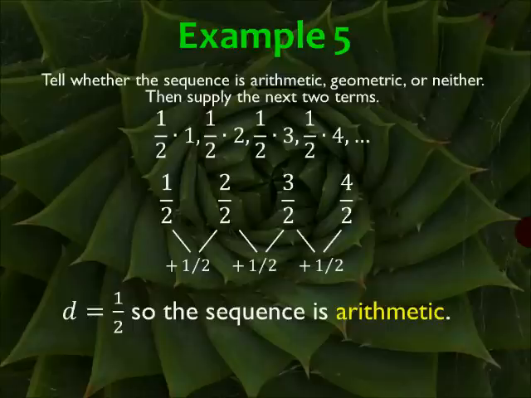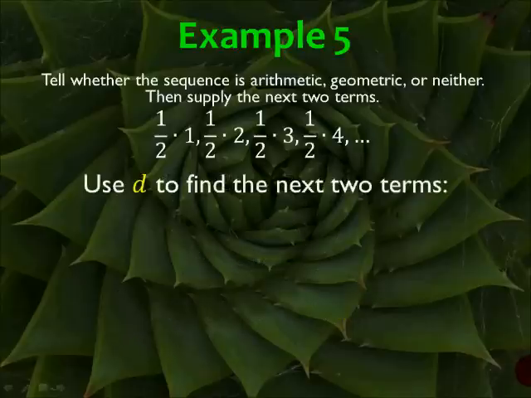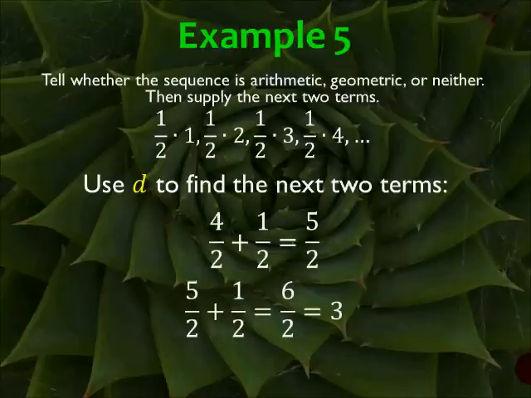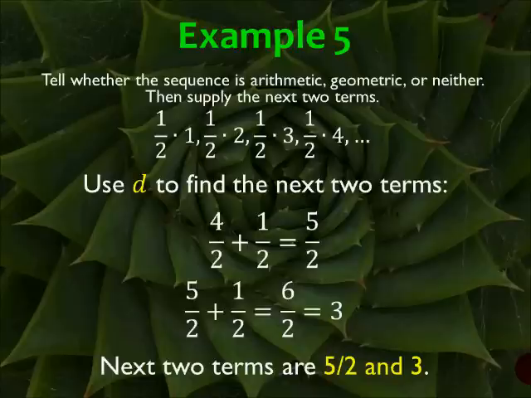Now let's supply the next two terms by taking the last term we have and adding the difference to that term twice. So, 4/2 plus 1/2 is 5/2. 5/2 plus 1/2 is 6/2, or 3. So we have an arithmetic sequence. The next two terms are 5/2 and 3, or 5 times 1/2 and 6 times 1/2, either way.